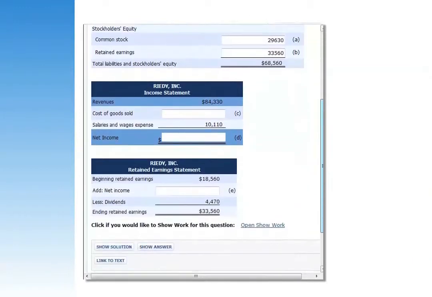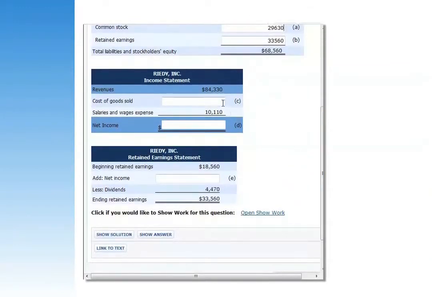Next, we move to the income statement. In the income statement, we're missing two numbers, cost of goods sold and net income. So in order to solve for either of these, we would need to know the other. We know that in the retained earnings statement, the second component in retained earnings is net income. And so we can solve for net income in the retained earnings statement because we see that the ending retained earnings of $33,560 is the result of beginning retained earnings plus net income minus dividends.